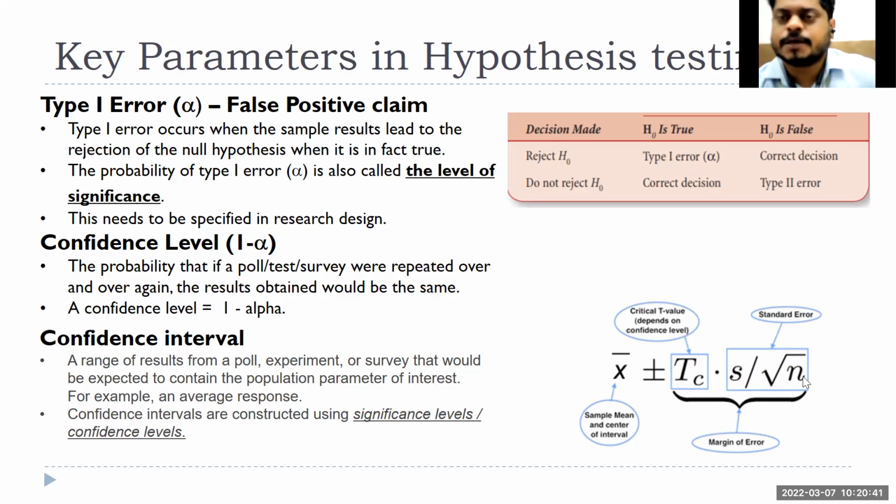If, let's say, rather than 10,000, I have taken only 100, then what will happen? Square root of 100 is 10. Then s is 2. 2 divided by 10 is 0.2. Let's say the critical value is 2.